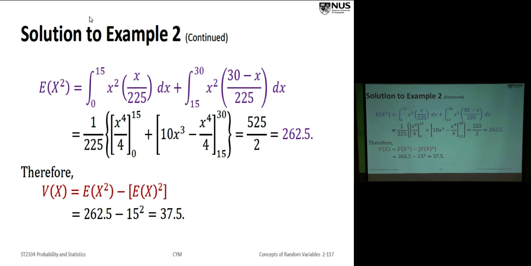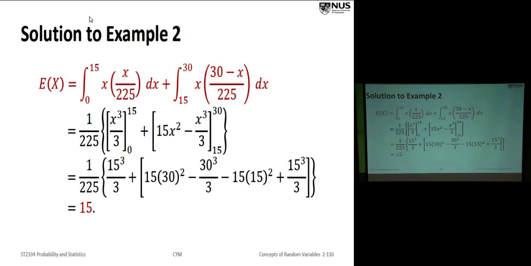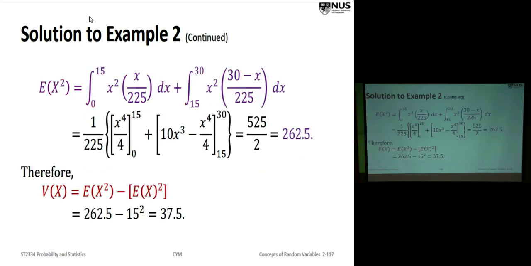Okay, the variance of x. Well, it's easier to compute the expectation of x squared here than it is to compute the expected value of x minus the constant, which was 15, all squared. Okay, it's easier to do that here.